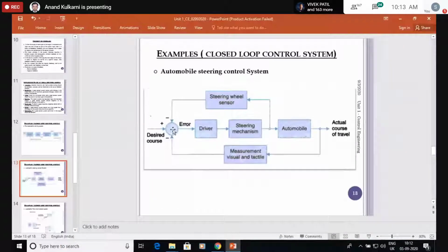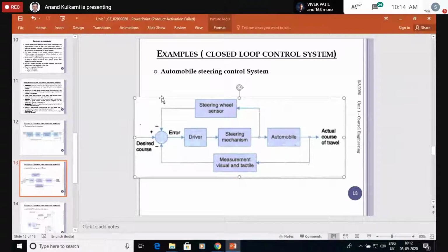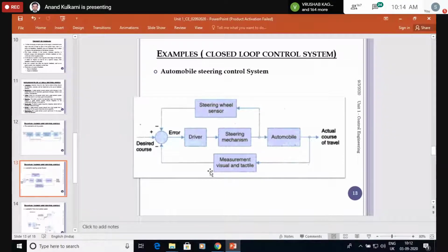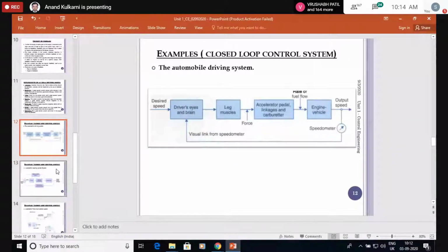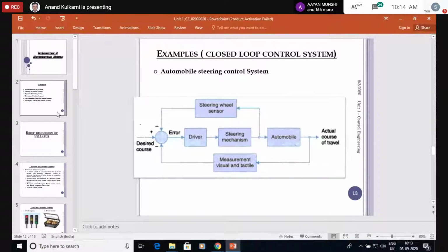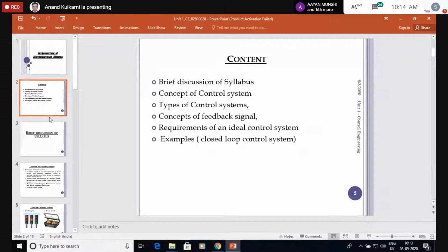So the basic parts of the closed loop control system are, see here, one error detector and a controller. This driver is a controller. Then there is a process, then you have a plant, and from that you have a feedback. There are two feedbacks here. This is typical of a closed loop control system. In the open loop system, the feedback will not be there. That is the difference.